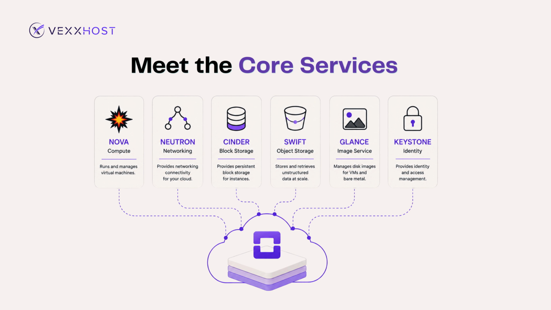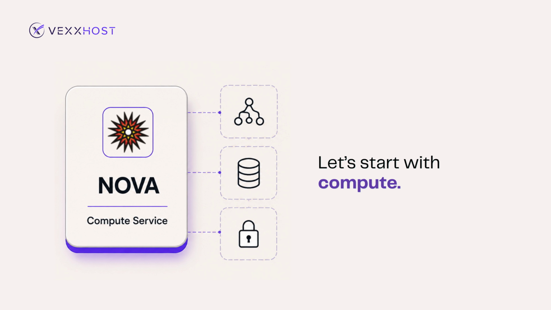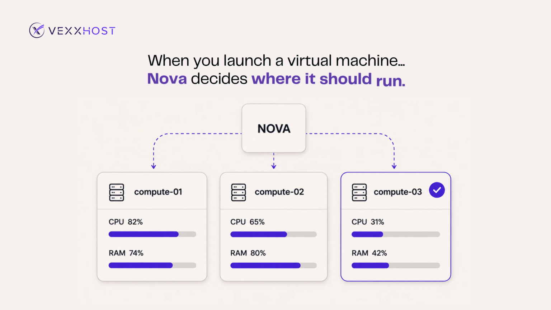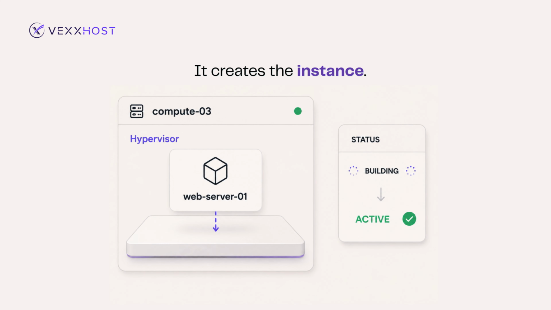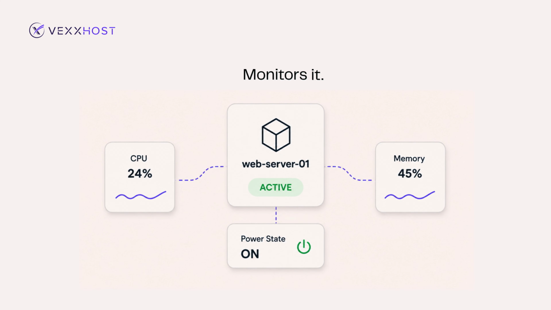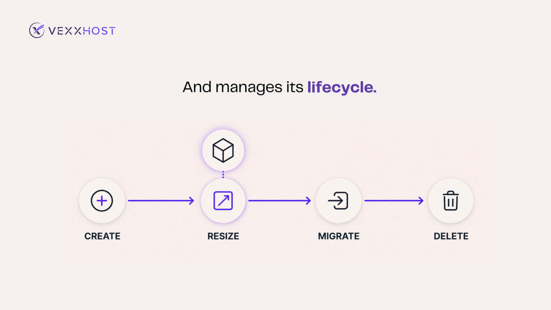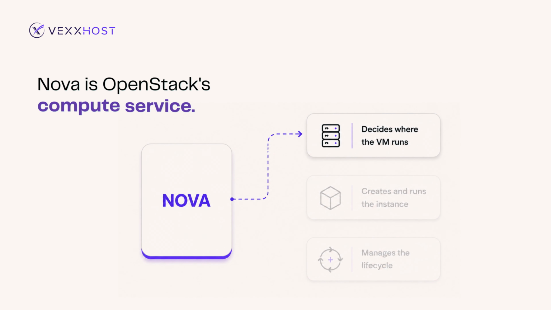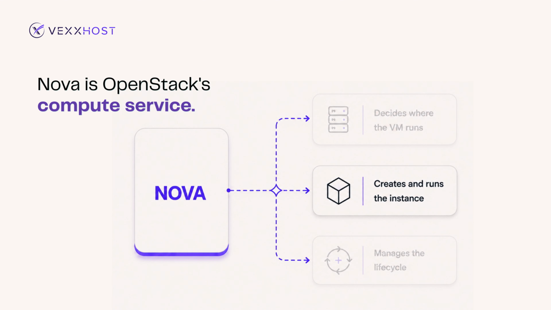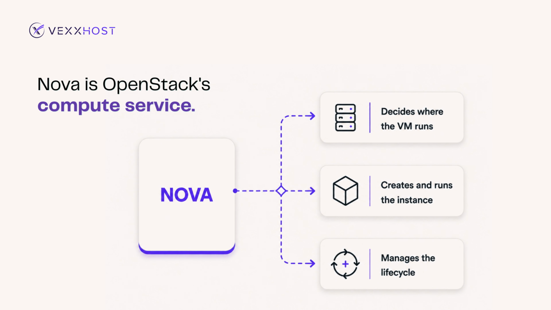Let's start with compute. When you launch a virtual machine, Nova decides where it should run. It creates the instance, monitors it, and manages its lifecycle. Nova is OpenStack's compute service. When you request a virtual machine, Nova schedules it onto a suitable compute host, launches the instance through the hypervisor, and manages its lifecycle from creation to resize, migration, and deletion.